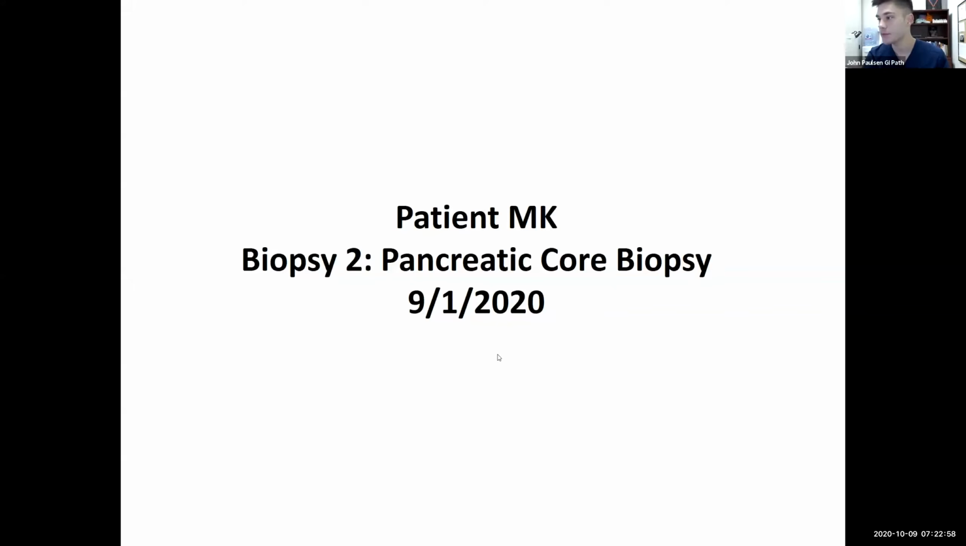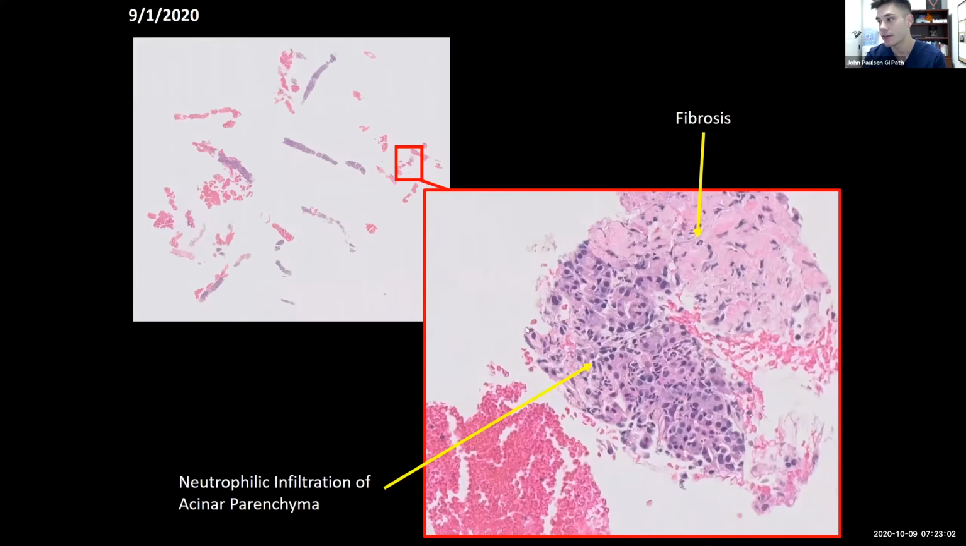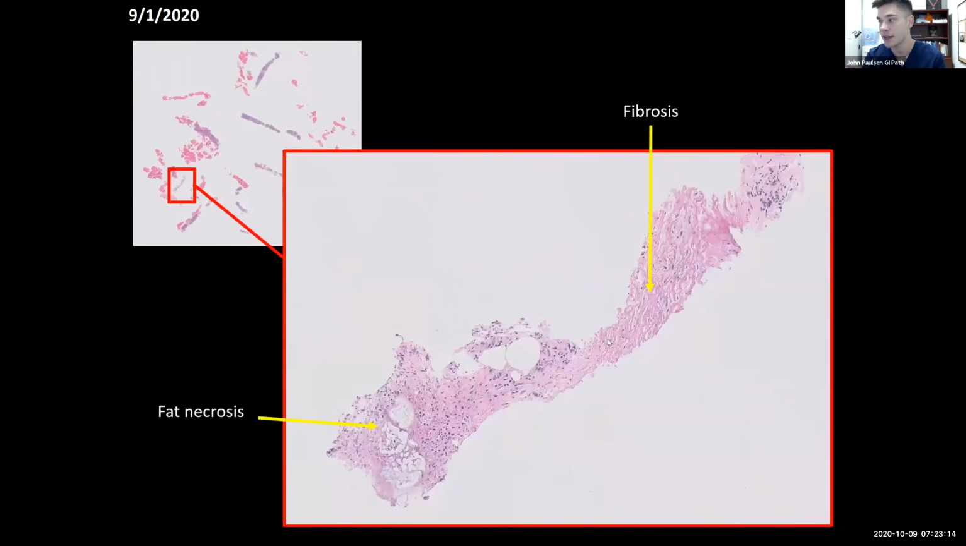All right, so biopsy number 2. So this is the biopsy in its entirety. And when we take a look around, we see some similar findings that we saw before. We have some fibrosis, and then these neutrophils or acute inflammation infiltrating the benign pancreatic tissue. And in this fragment here, lots of fibrosis. Something we didn't have last time was fat necrosis.